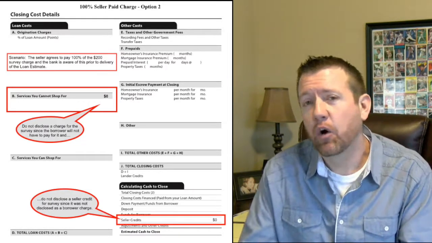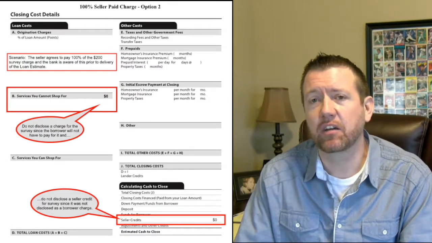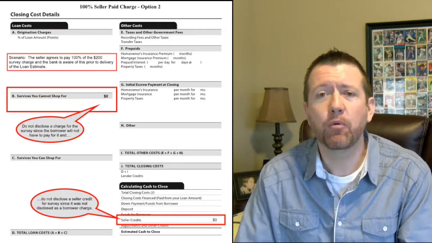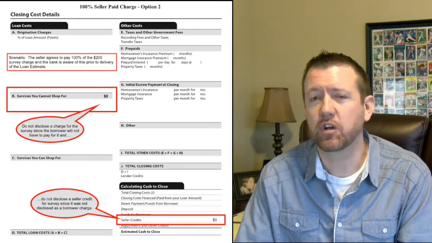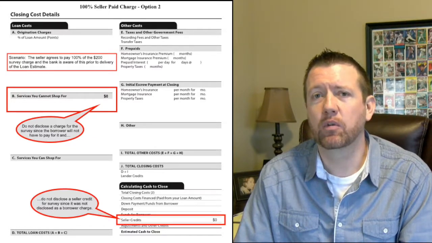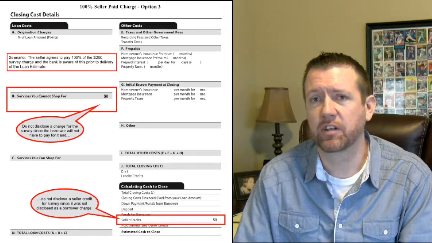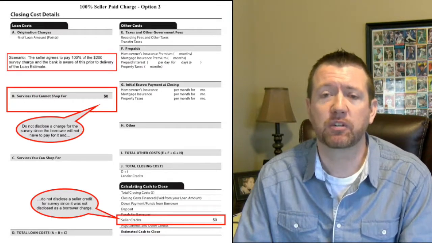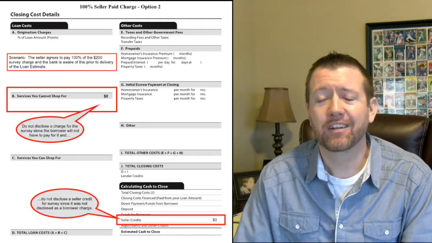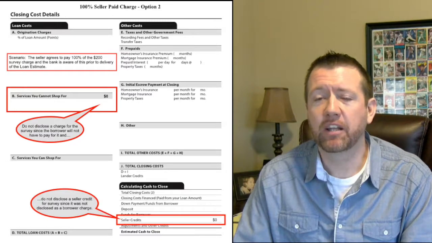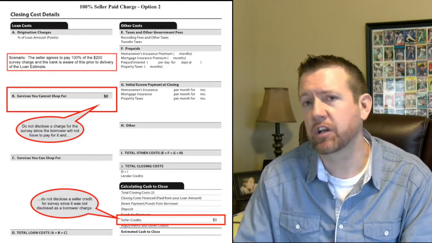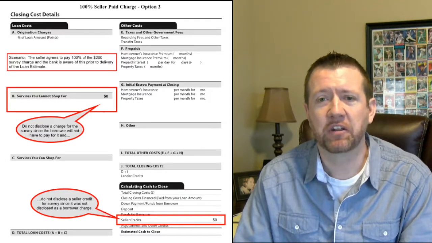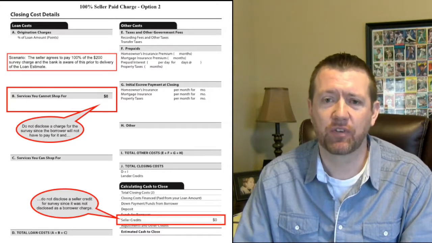So I know what you're thinking. Where am I going to collect from the seller that $200 charge? Well, remember what the loan estimate is about. The loan estimate is all about the borrower. And so since the seller is paying for this, and we're not going to disclose any responsibility as it relates to the borrower, you'll actually collect from the seller on page 2 of the closing disclosure. And that's another discussion for another day, but trust me, it all works out, and the bank's not going to end up paying for this survey charge.